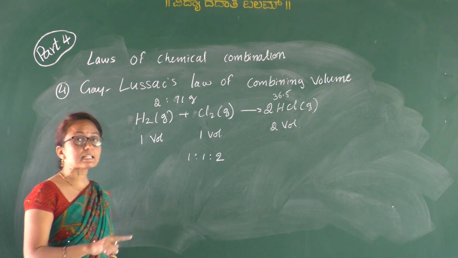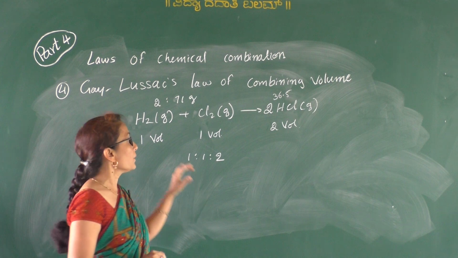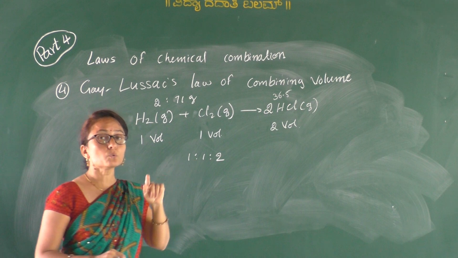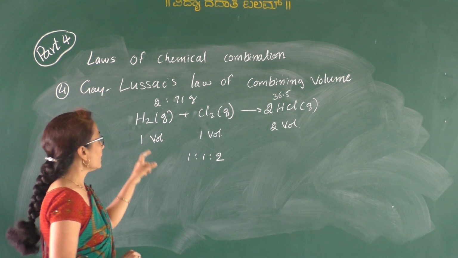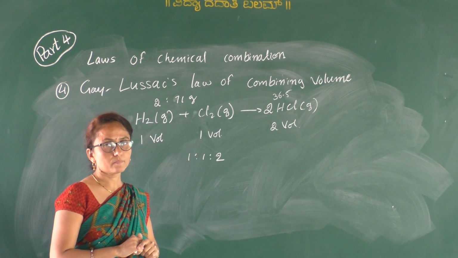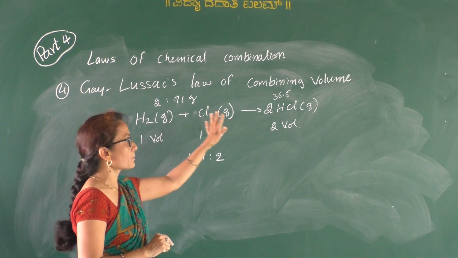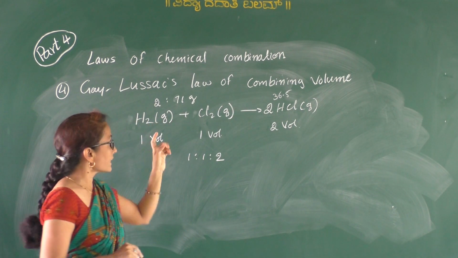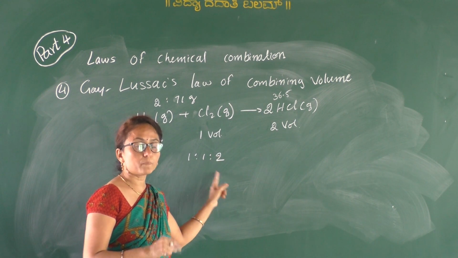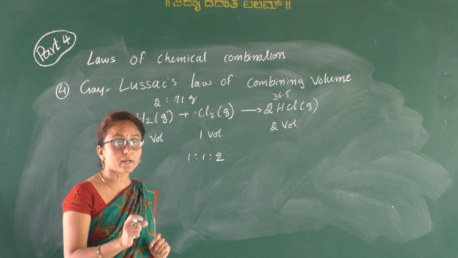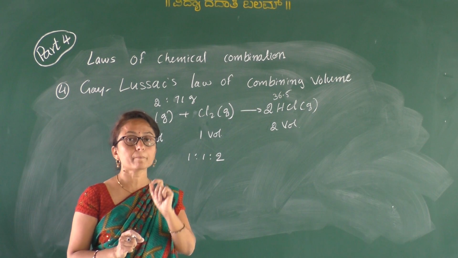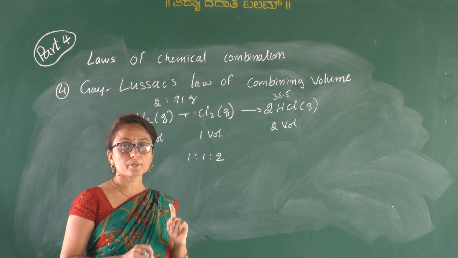So this law states that whenever gases are combined or produced, they do so in a simple ratio by volume. Clear? So for gases to combine or be produced, they combine in a simple ratio, a simple proportion, that is by volume. That ratio must be in the volume, provided, what is the condition? Provided all gases are at the same temperature and pressure. So temperature and pressure must be the same.